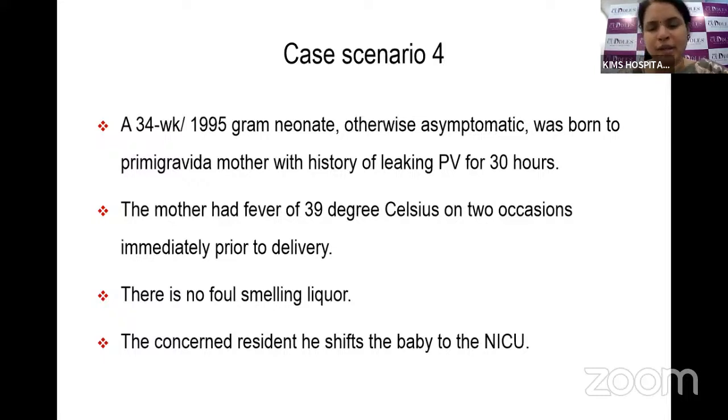Moving on next to a different scenario, this is early onset sepsis. So you are dealing with a 34 weeks newborn who delivers with a birth weight of 1,995 grams. The baby is otherwise asymptomatic, is born to a primigravida mother with history of leaking per vaginum for 30 hours. So this mother has prolonged preterm rupture of membranes. This is generally taken as a duration of more than 18 to 24 hours, so leaking per vaginum for more than 30 hours clearly becomes prolonged. She also has fever of 39 degrees Celsius on 2 occasions immediately prior to delivery, and there is no history of foul smelling liquor. The resident is concerned and he shifts the baby to the neonatal ICU.